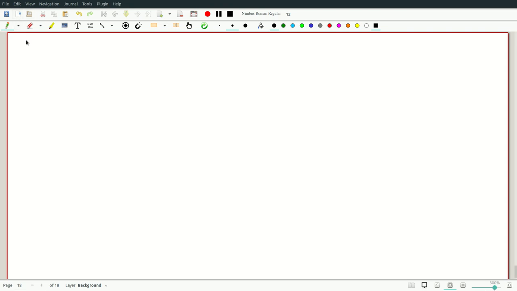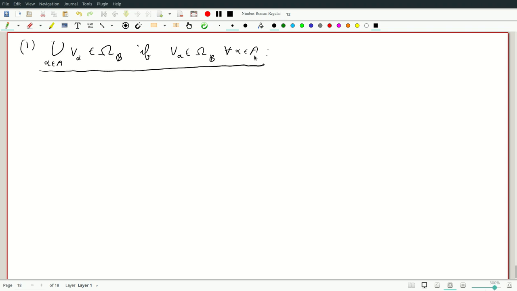So with our example in mind, let's get one out of the way, which I said is always formal. Property 1 says that if I take a union of V alpha, this belongs to omega B if V alpha is in omega B for all alpha in A. So this is the property we proved, and we have our characterization which made this convenient. Namely, suppose V alpha belongs to omega B for all alpha in A, and we have to show a property for a union.